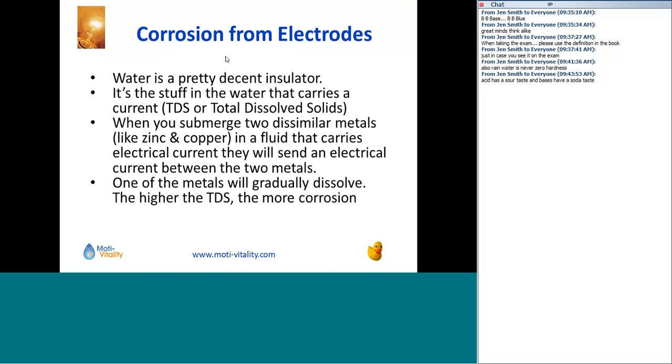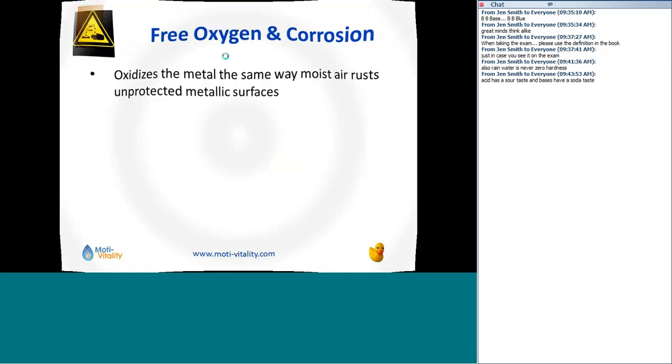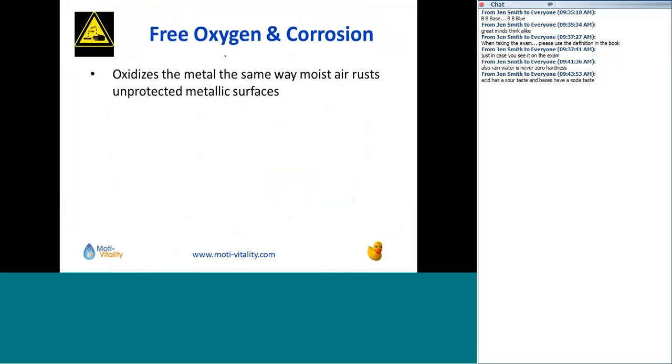One of the metals will gradually dissolve. The higher the total dissolved solids, the more the corrosion, because more electrical current is traveling through that water. Free oxygen and corrosion: that oxidizes the metal the same way moist air rusts unprotected metallic surfaces, right? You have oxygen and you have moisture, so it's going to corrode the same way unprotected metals would.